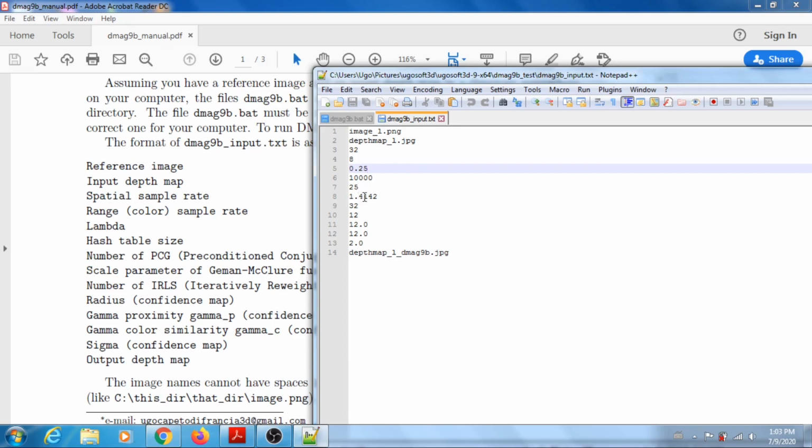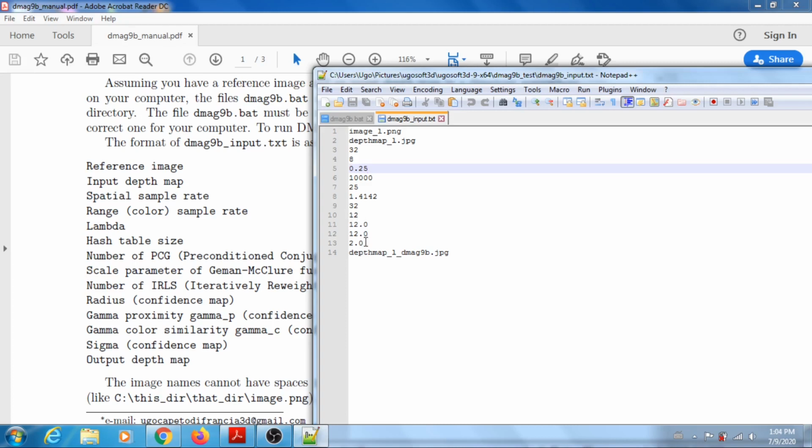Next one, don't care. Next one, don't care. And then it's all about the confidence map here. So radius, I think you can leave those even if the image size changes, but in theory the radius should be dependent on the image size, but I think you can leave those.